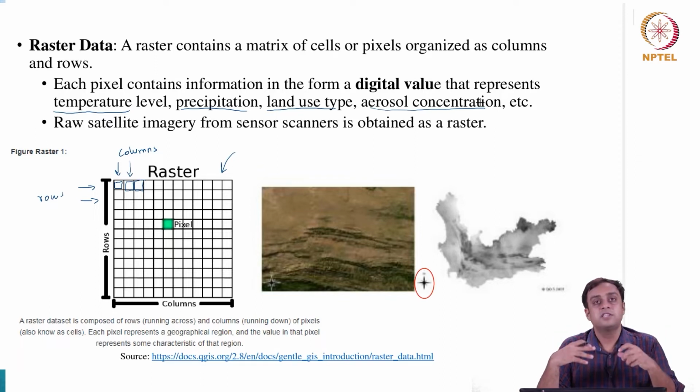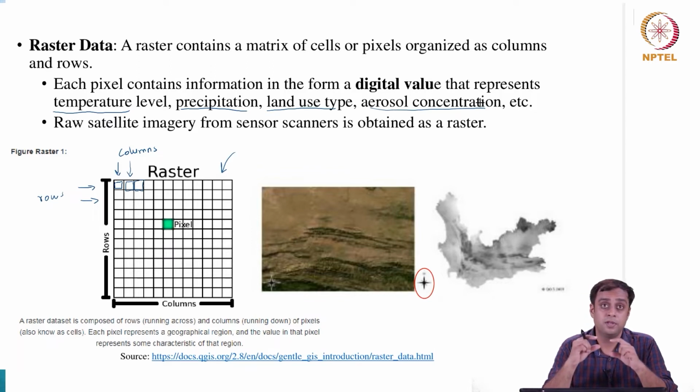Now, raster data are the most fundamental form of spatial data. Satellite imagery that is coming from sensors are raster data, right? If you take a picture on your phone from your own camera, display it on a computer screen and keep on zooming, the most fundamental or unbreakable units that you come across are pixels, right?